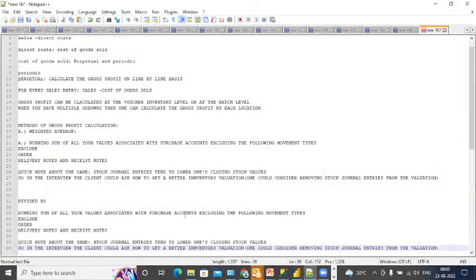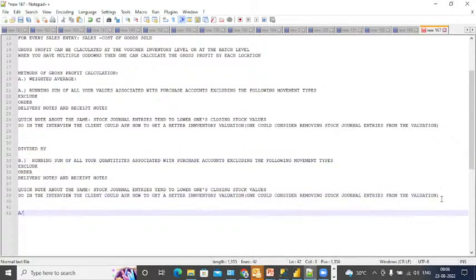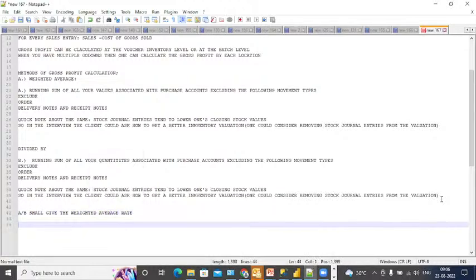So what will I do? It will be purchase accounts and purchase quantities, okay, and the following movement types. And this weighted average can be calculated based on a certain time period. Now, this A divided by B shall give the weighted average rate. Right, so that is my weighted average rate.